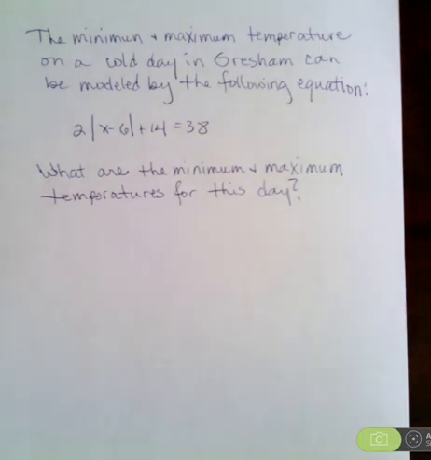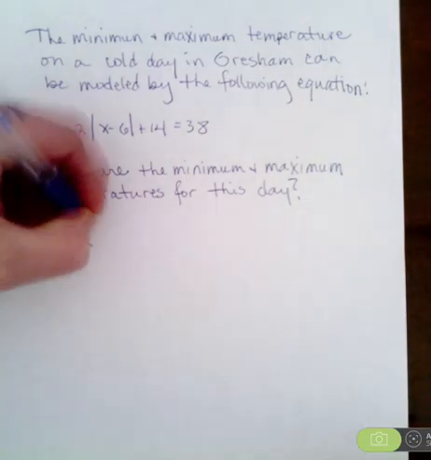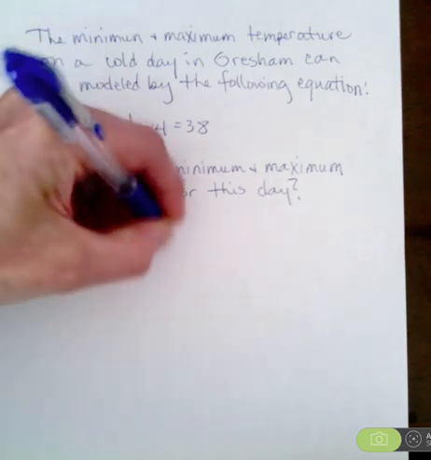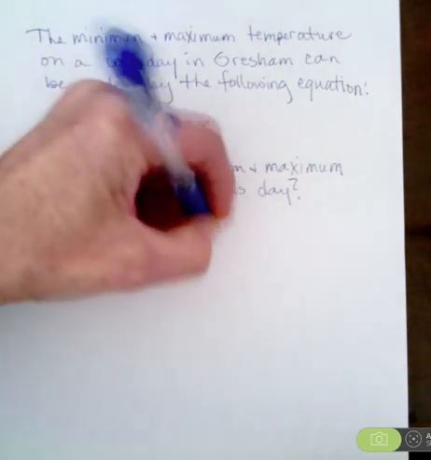The minimum and maximum temperature on a cold day in Gresham can be modeled by the following equation: 2 times the absolute value of x minus 6, plus 14, is equal to 38. What are the minimum and maximum temperatures for this day? Oh, cool. All right, so I'm going to rewrite the problem really quickly down here so we can all watch and take notes.